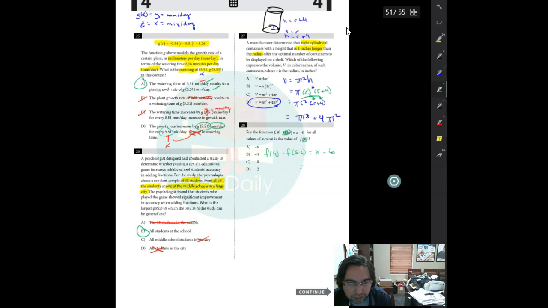So in the next notation, we have the function of 6. We put the 6 in there, which again, we're dividing by 3 and then minus 6. So that is going to give us 2 minus 6, which gives us negative 4, which is B.